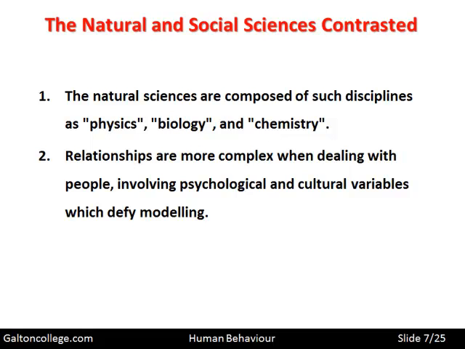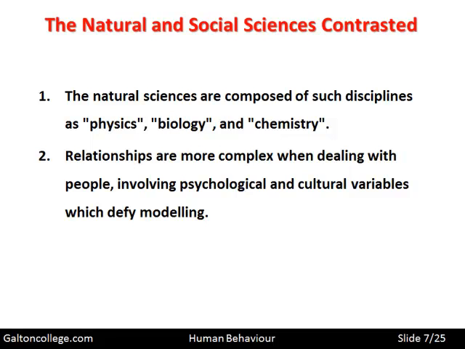For a start, relationships are much more complex when dealing with people. People are active. They don't want to be predictable. And people have a psychology which differentiates them from the inanimate objects, perhaps of physics or chemistry. In physics, two objects that are perhaps the subject of an experiment, the objects don't have a consciousness. They're just objects. And the scientist is working on the objects and working out relationships.